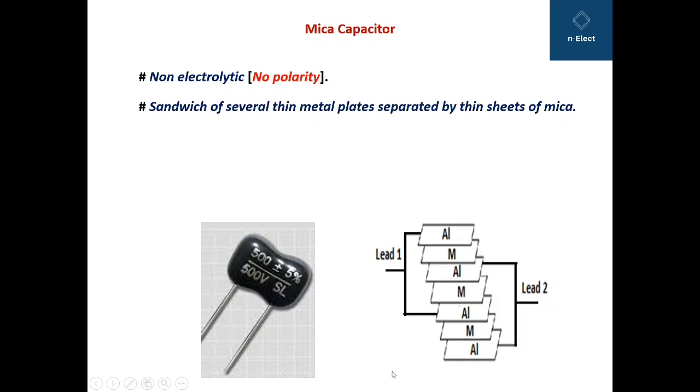How is the Mica capacitor constructed? It is a sandwich of several thin metal plates separated by thin sheets of mica. Here you can see the sandwich-like structure where the metal plates of aluminium are placed alternately, and in between, represented by letter M, are the mica sheets or mica plates. Mica being an insulator works as a dielectric, and the aluminium plates are the best conductors.